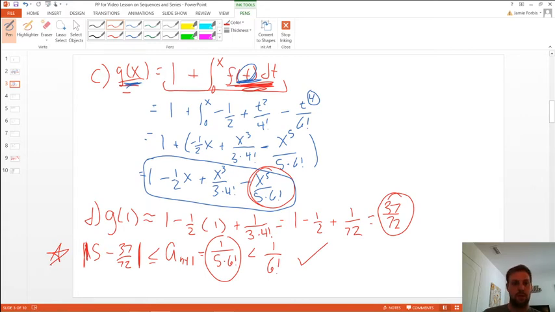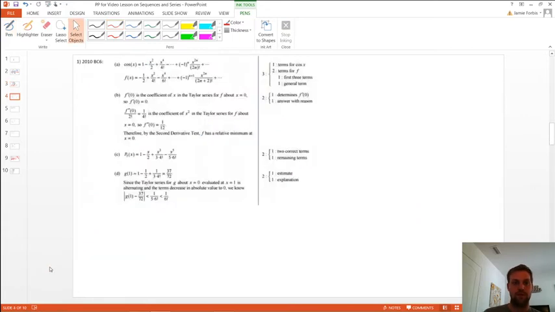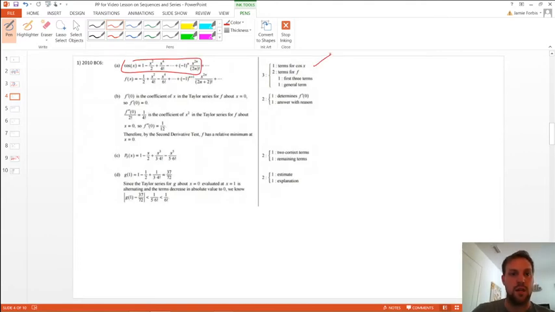So anyway, here's the answer key to it. Like in part A, we came up with the cosine. All right, we did the terms in cosine. We built the function by subtracting 1, dividing by x squared. So we got the first 3 terms and the general term.